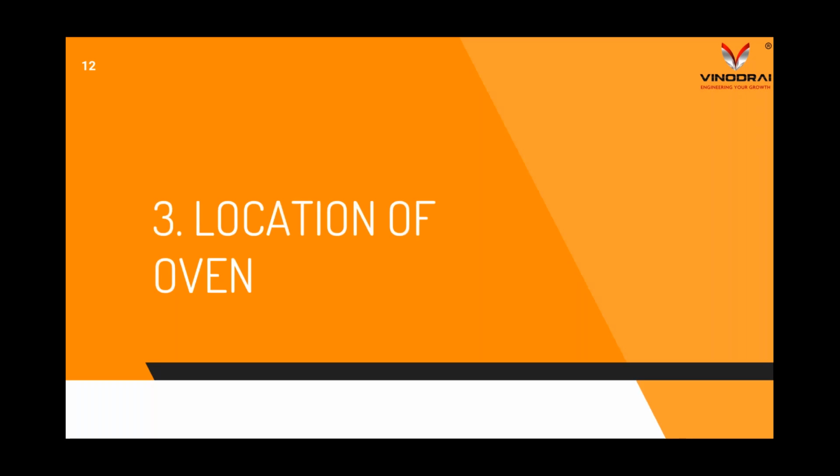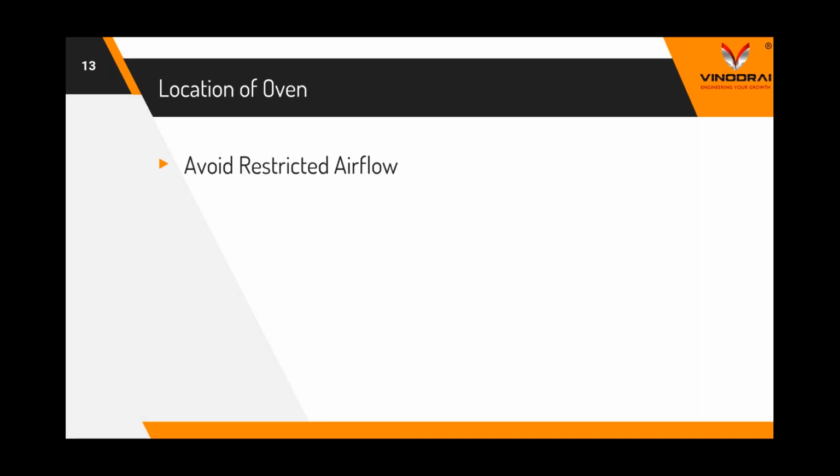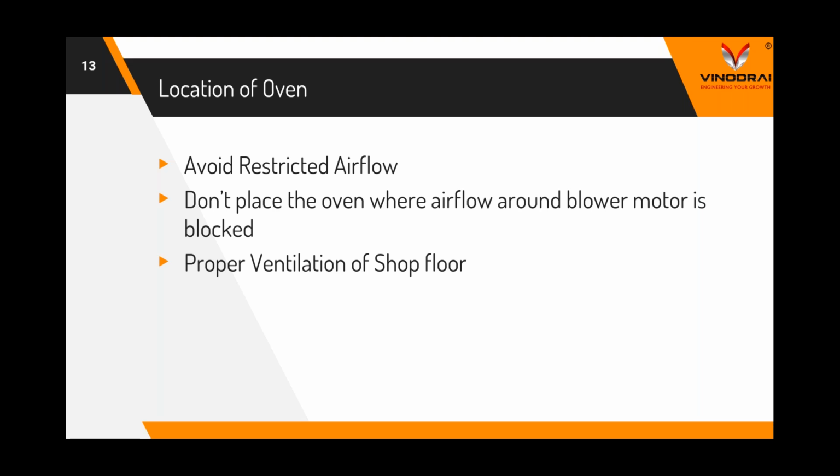One of the most important things is the location factor of the oven. Your burner constantly sucks in fresh air for fuel consumption. Restricted airflow around the blower motor of the burner might lead to incomplete combustion, thus waste of fuel. We also need to make sure that the burnt gas has a place to go out of the shop floor so that the oxygen ratio of the air on the shop floor doesn't lower down, which would again lead to low oxygen air being sucked by the burner, which would not lead to increased combustion and thus fuel efficiency.